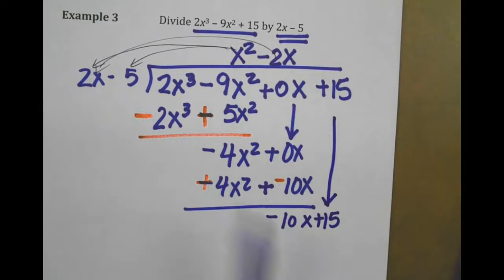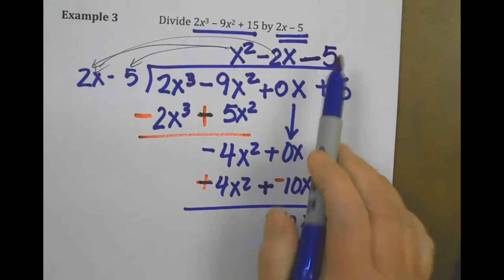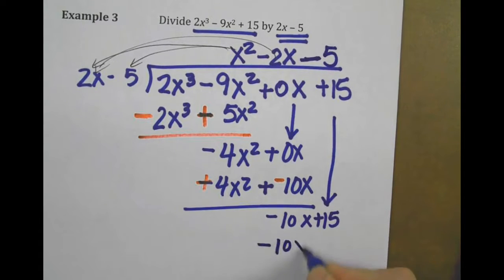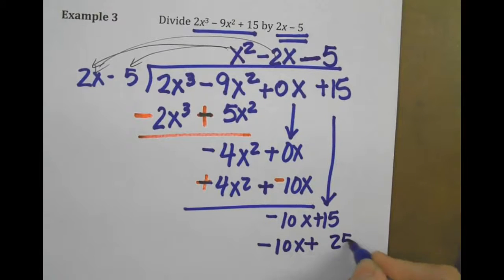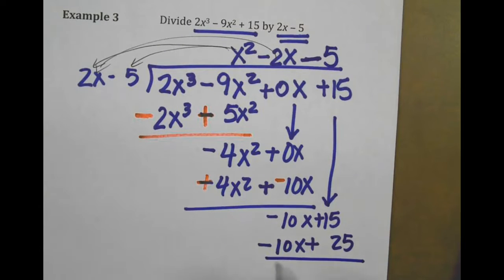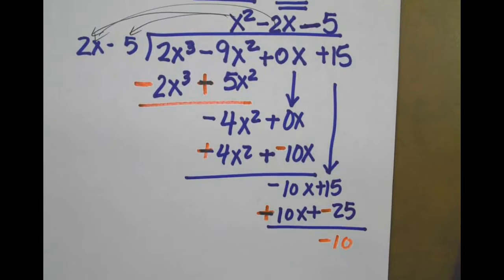This is a +2, this is a -10, so I'm going to need to multiply by a -5. -5 times 2 is -10x. -5 times -5 is +25. Change the signs and add up the columns. There is a remainder. That means that the 2x minus 5 is not a factor.